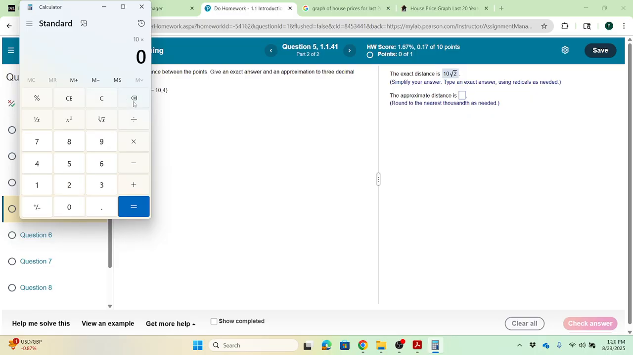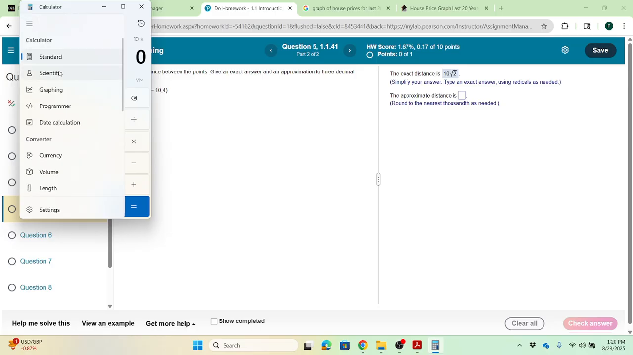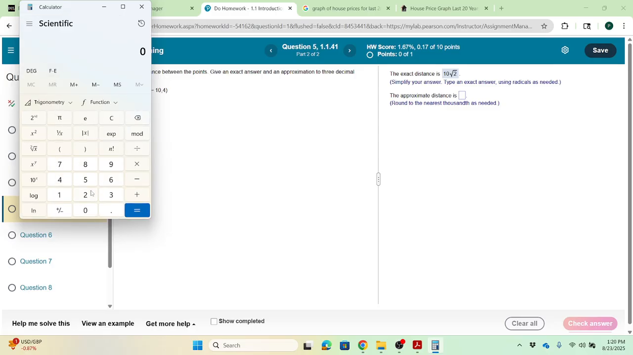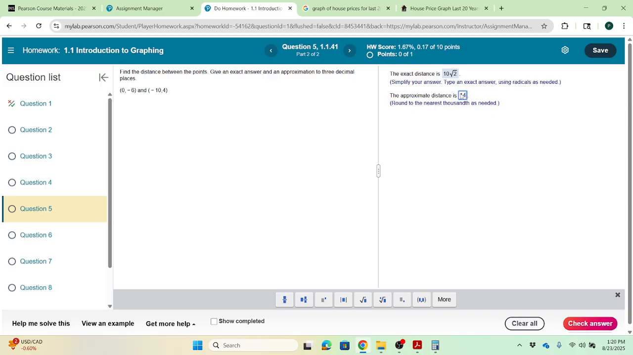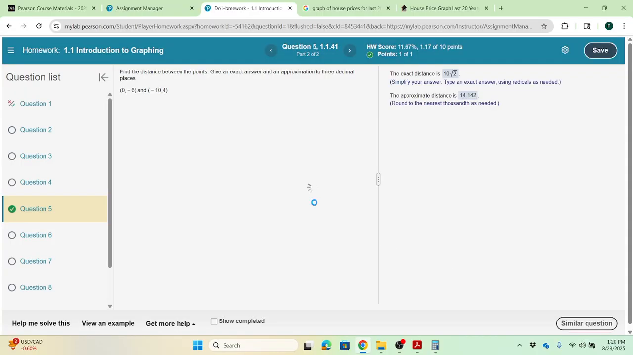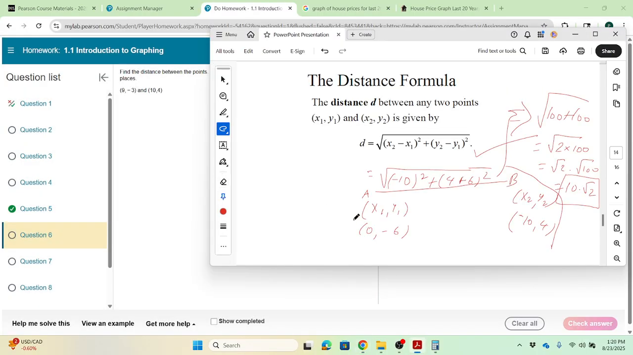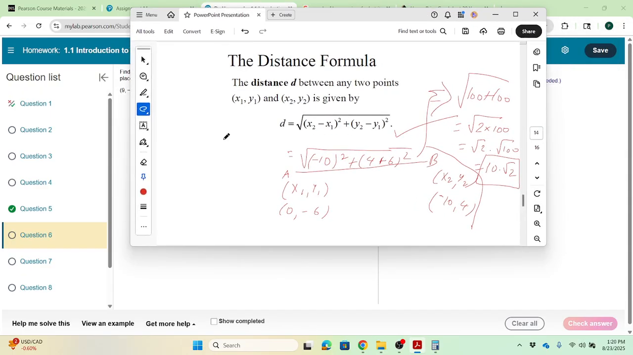Okay, this is a different type of calculator. I'm going to use scientific. It's the square root of 2. Type 2 first and take the square root of that, times 10. So if you want 3 decimals, it's 14.142. Good job. So that's the distance between 2 points.